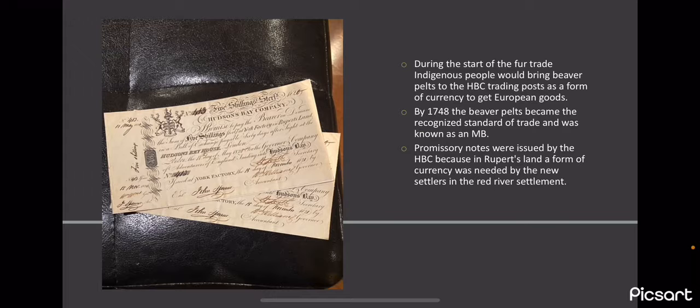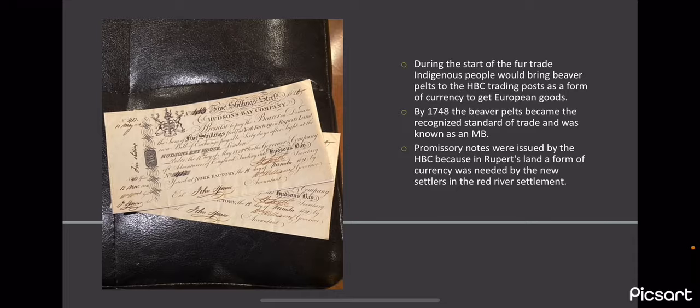Fur trade. The fur trade had lots of different forms of currencies over the years. During the start of the fur trade, indigenous people would bring beaver pelts to the HBC trading posts as a form of currency to get European goods. By 1748, the beaver pelts became the recognized standard of trade and was known as an MB. Other animal pelts were also worth a specific quantity of MB.